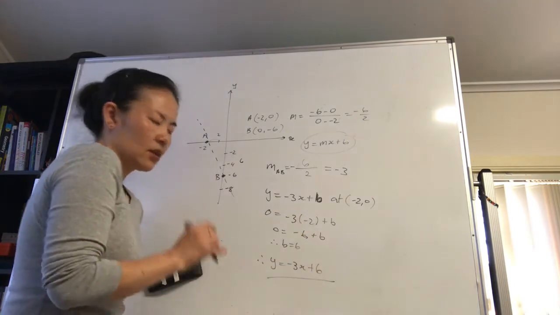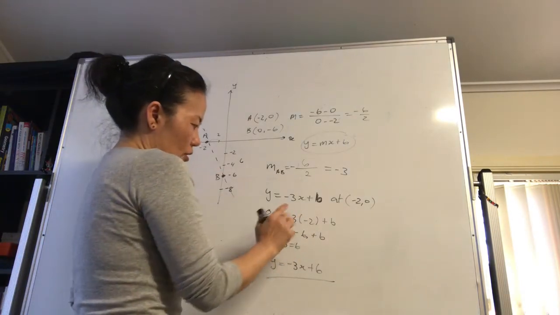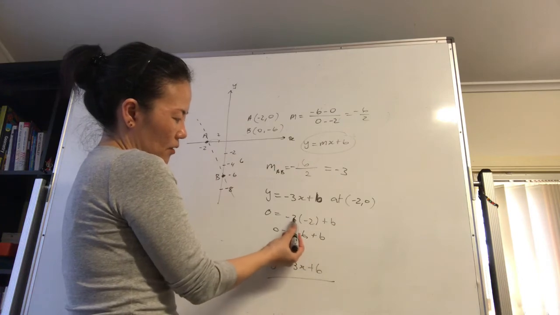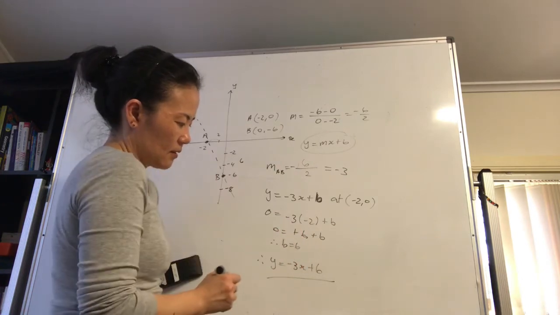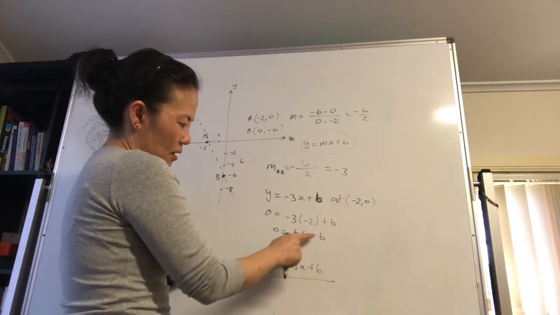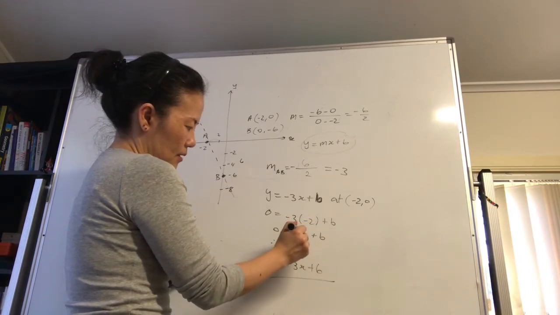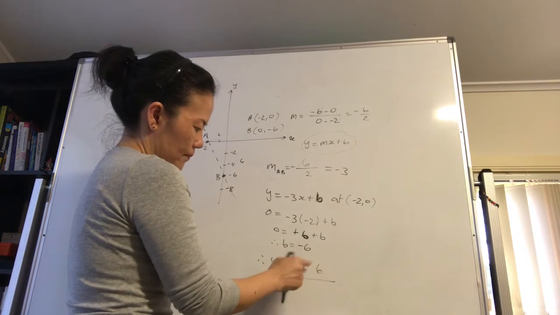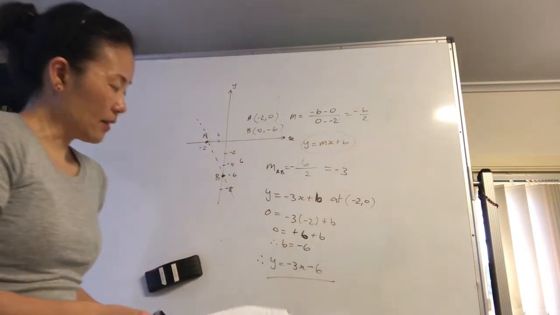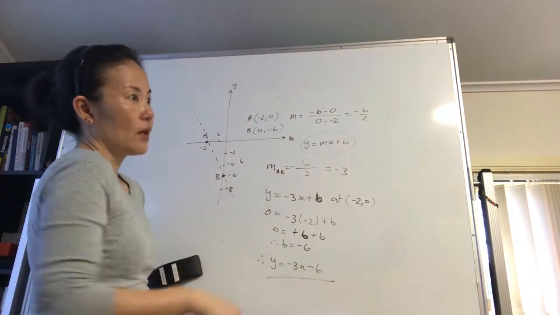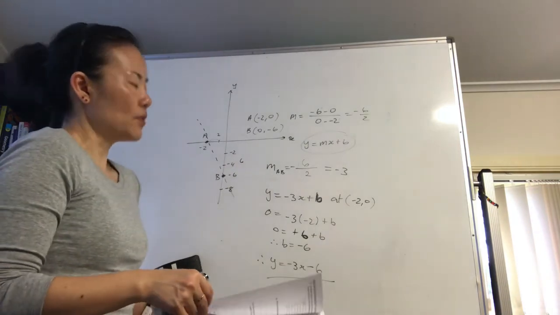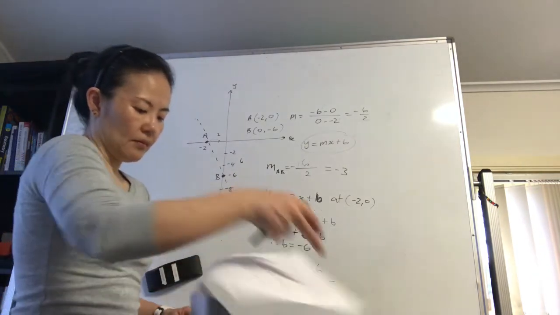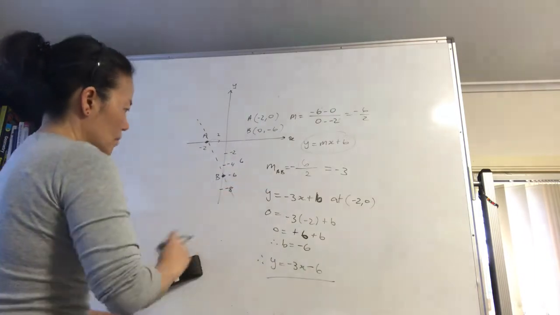Oh! I'm wrong, because that's what? Minus 3 times minus 2 is plus 6, isn't it? So then if I move this plus 6 to the other side, it is minus 6, so it becomes minus. Okay, so the answer is that. And if you use the point-gradient formula, you will get the same answer. Okay, it's not too bad.